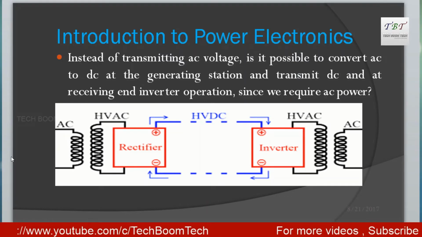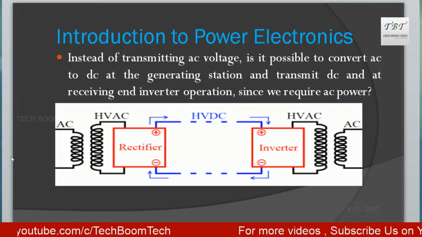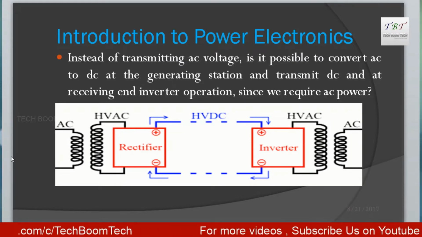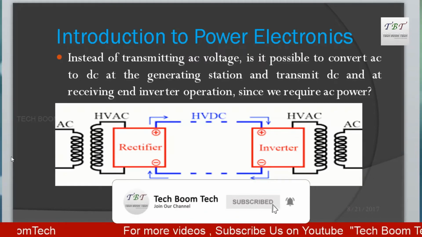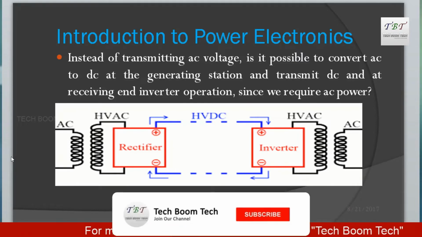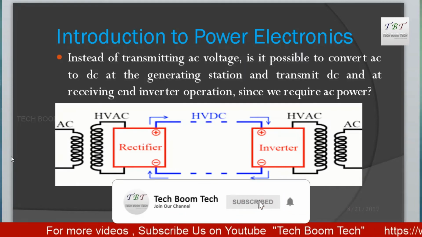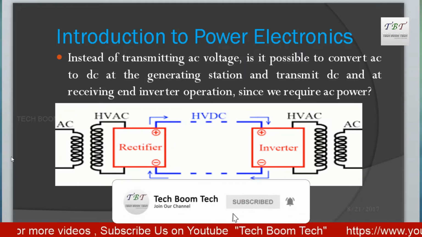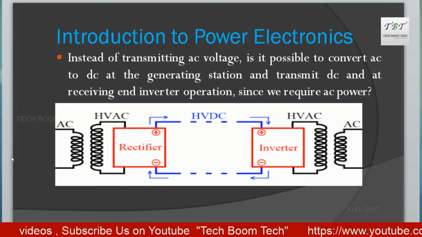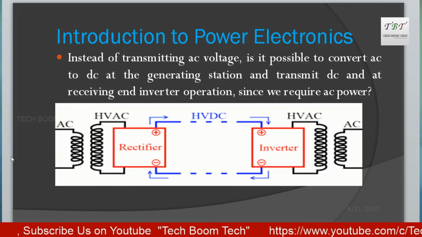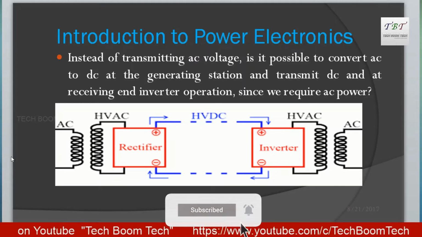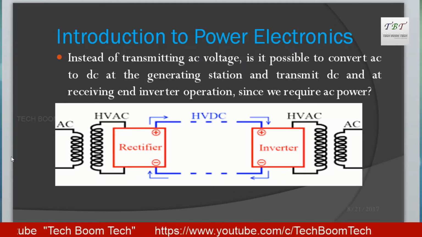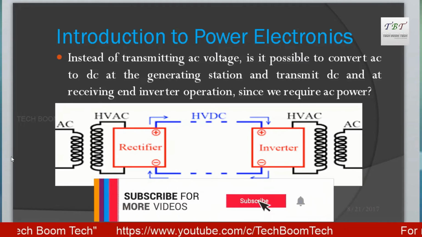You might have heard about HVDC transmission. Instead of transmitting AC power, we can transmit DC. There are many advantages for this DC transmission, including reduction in losses. This HVDC transmission was realizable only with the help of power electronic circuit. You can see in the diagram rectifier and inverter both belong to power electronic circuit.